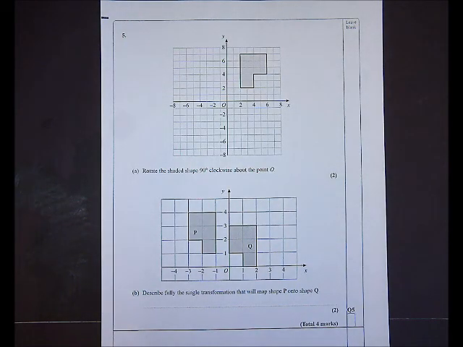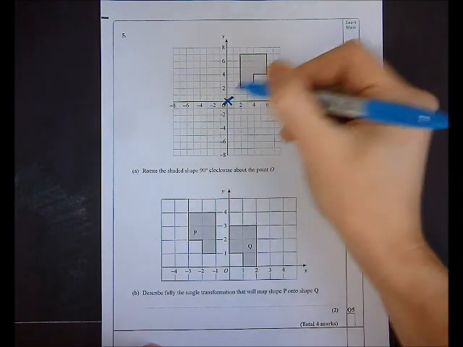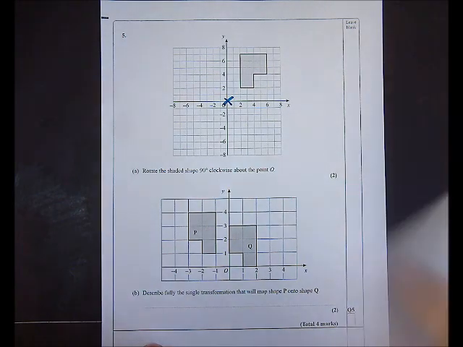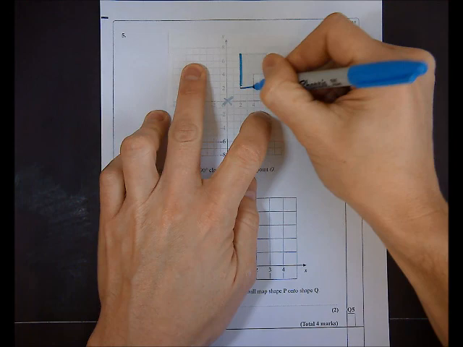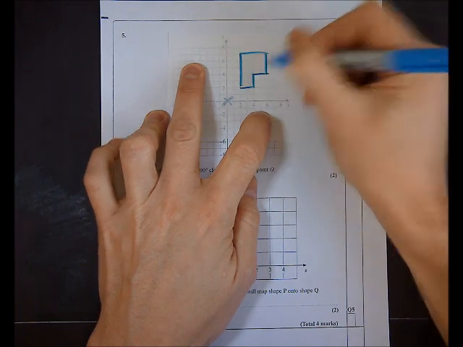On question 5, I'm told to rotate the shaded shape 90 degrees clockwise about the point O. And the point O is the origin in the middle of the diagram. So first of all, I'm going to take my piece of tracing paper and I'm going to trace the shape as accurately as I can.